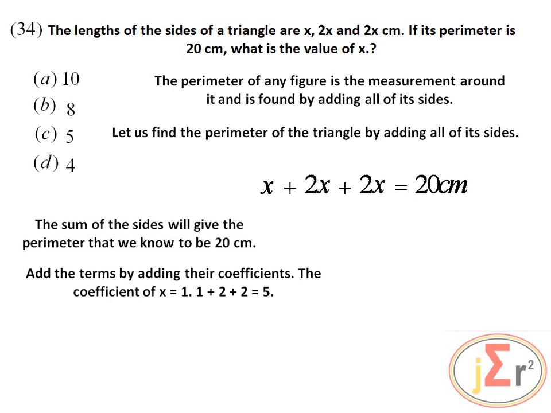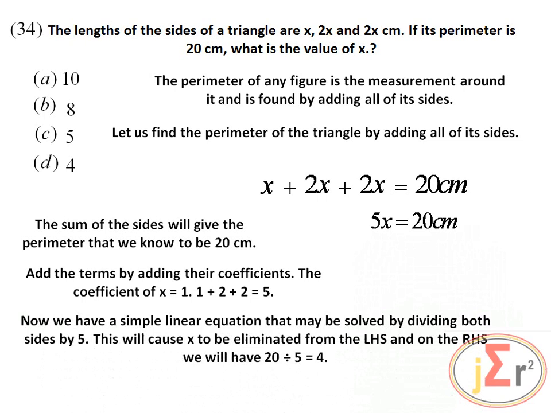Add the terms by adding their coefficients. The coefficient of x is 1, and it is clear that the coefficient here is 2 and the coefficient here is 2. So we will add 1 plus 2 plus 2, that is equal to 5, and we have 5x is equal to 20 centimeters.